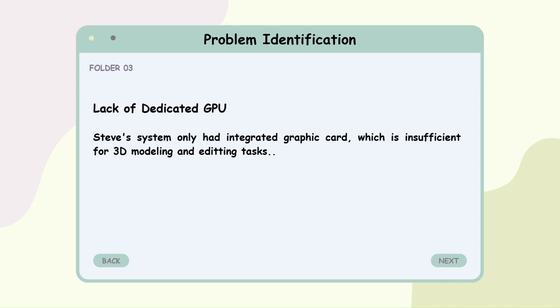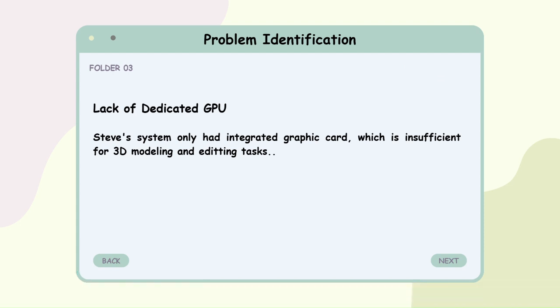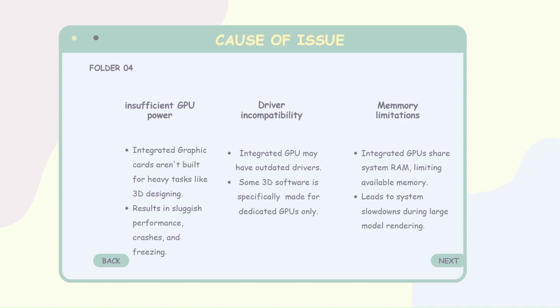After thorough investigation, the problem was identified, which is Steve's system is lacking a dedicated graphic card. Steve's system only had an integrated graphic card, which is insufficient for 3D modeling and editing tasks. The cause of this issue is insufficient GPU graphic card power. Integrated graphic cards aren't built for heavy tasks like 3D designing. This resulted in sluggish performance, crashes and freezing during 3D editing.